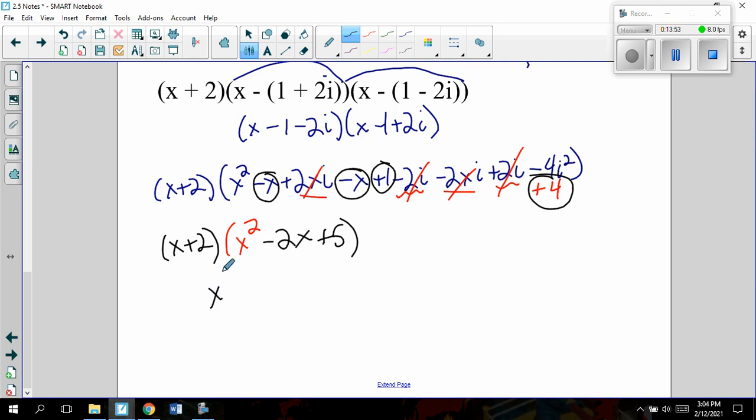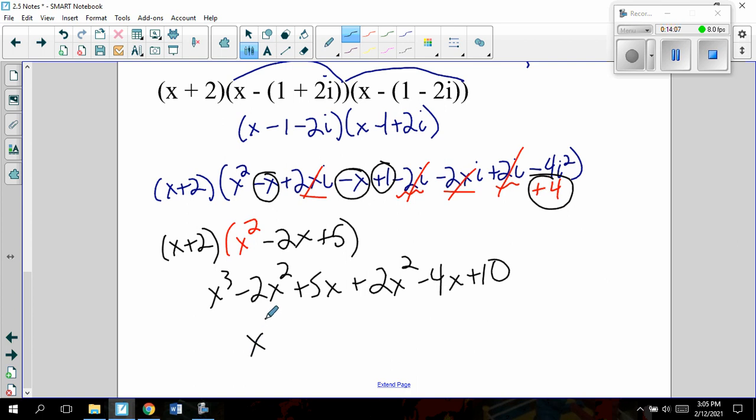So I'd have x cubed minus 2x squared plus 5x, distribute the 2, so 2x squared minus 4x plus 10, and then putting that all together, I've got x cubed plus x plus 10. That is what those three things FOILed together gives you.